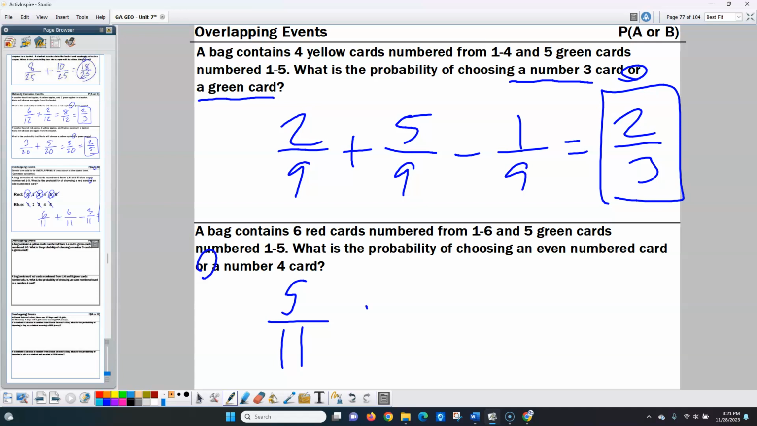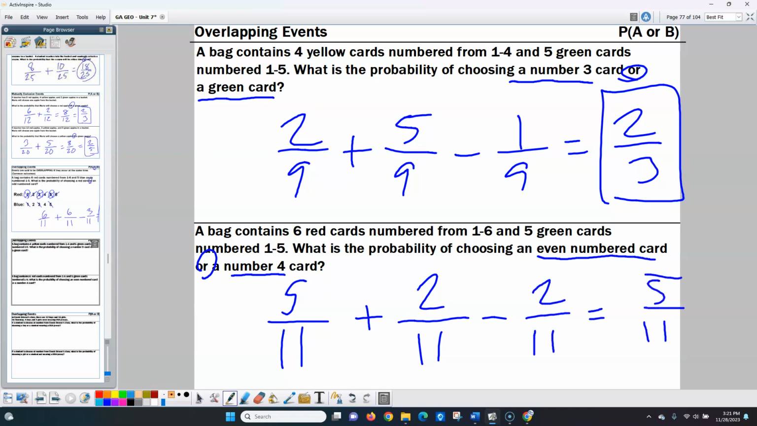Or means add. A number 4 card. How many number 4 cards we got? Well, there's one that's red, there's one that's green. Plus 2 of them. And then I'm going to subtract. Any overlap? Hey, are there even numbered cards that are number 4? Yeah, both of them are. That would just be 5 out of 11.